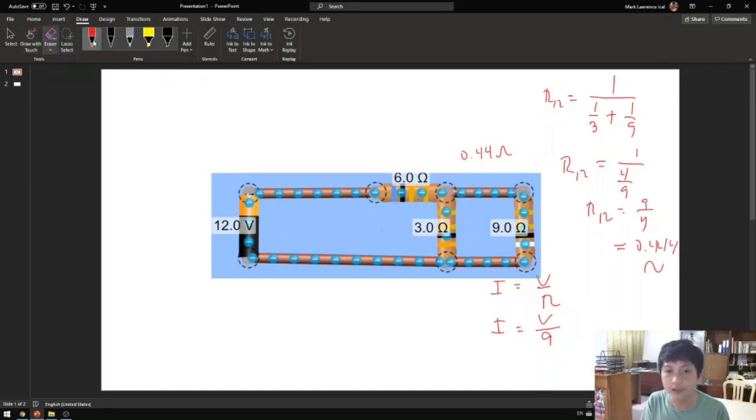Okay, so now, this is a bit tricky. We're going to determine the voltage in this loop. This is tricky because, as we already know, the voltage across each resistor is different, and it is in series. So how do we determine this one? Now that we already simplified these two resistors, we can say that 12 volts is connected to a 6 ohm and then connected to 0.44.